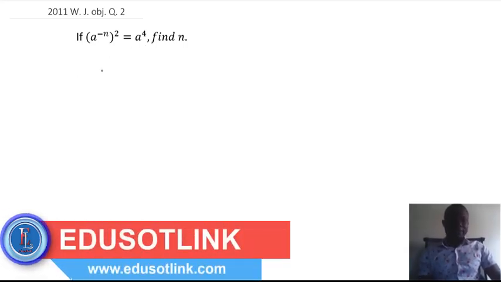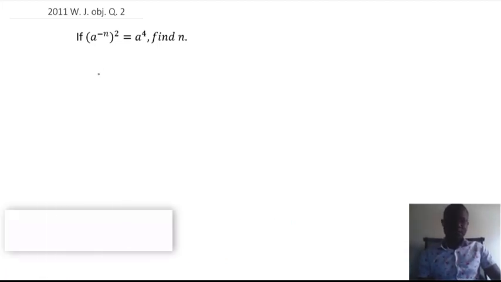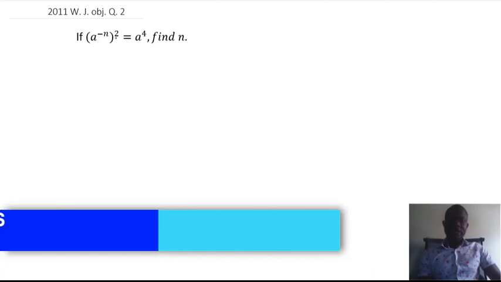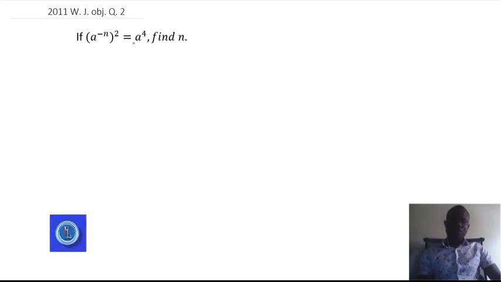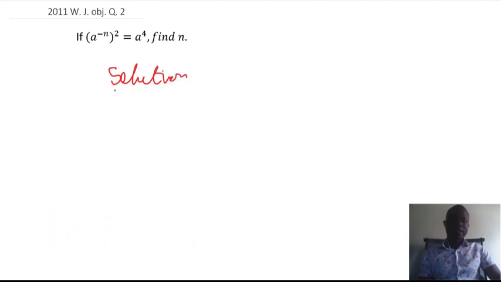We are still on the indices, and today we are tackling the 2011 WASSCE June objective question number 2. The question: if (a^(-n))^2 is equal to a^4, find n. Okay, let's see how we'll get the value of n.